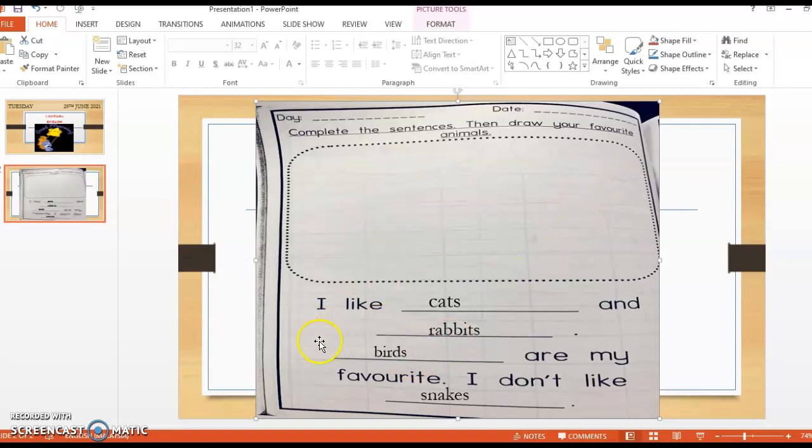Okay. Kita baca lagi sekali. Please follow me. I like cats and rabbits. Birds. Oh, sorry. Salah this one. Birds. Permulaan ayat mesti huruf besar. Okay, capital letter. I like cats and rabbits. Birds are my favorite. I don't like snakes. Okay. Ini contoh sahaja. Animals ini boleh tukar mengikut kesukaan murid-murid.